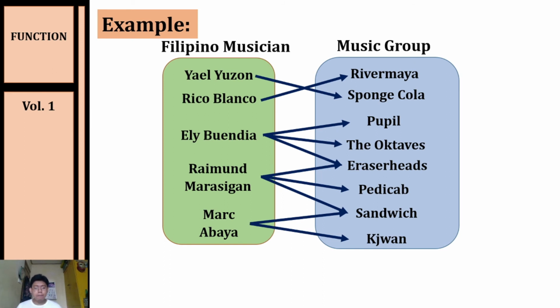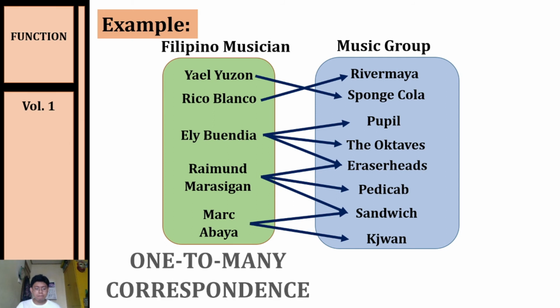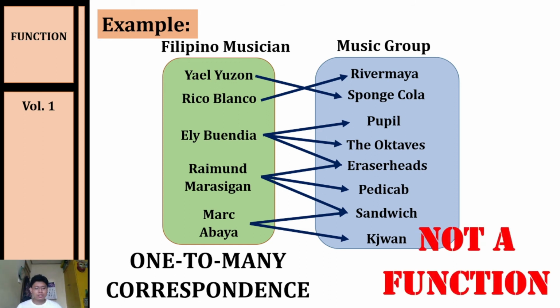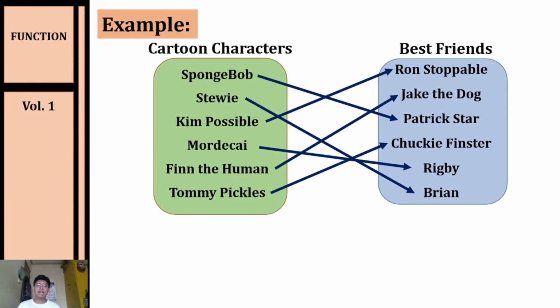Now, this type of mapping is considered to be one-to-many correspondence because some of the elements of X, which is the musician, for example, Ellie Buendia, Raymond Marasigan, and Mark Abayan, are paired to a number of music groups. So, a one-to-many correspondent is considered not a function. Alright, okay, let's have our last example for today.